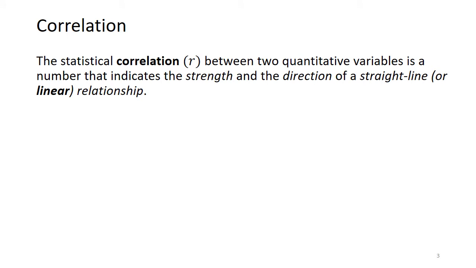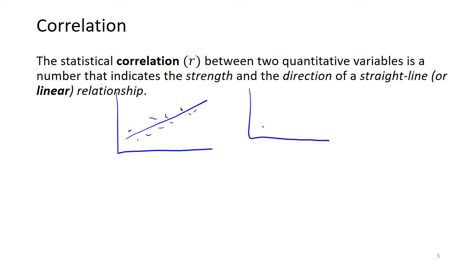The strength of the relationship is determined by the closeness of the points to a straight line. The direction of the relationship is determined by whether one variable generally increases or generally decreases when the other variable increases.